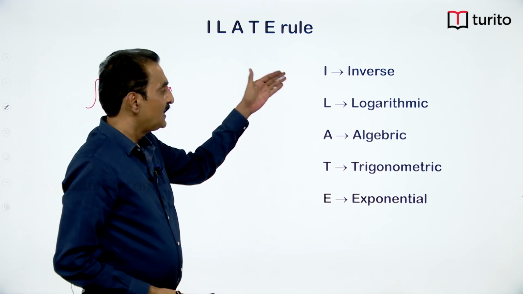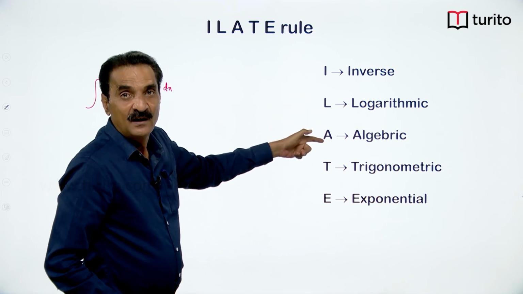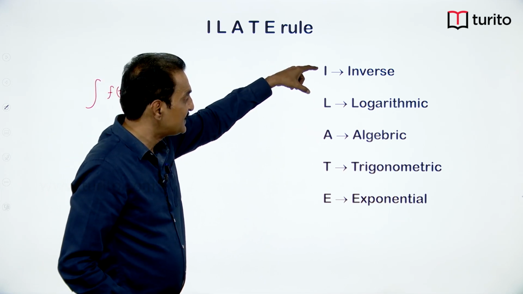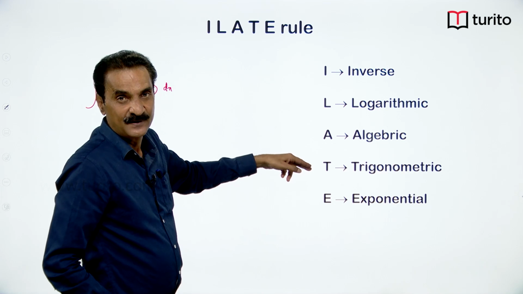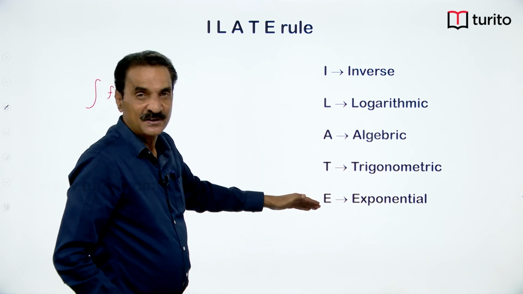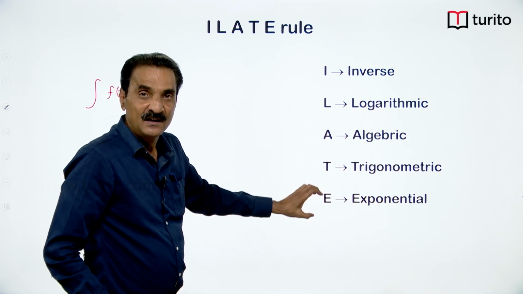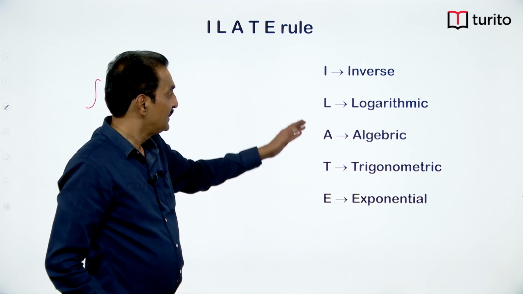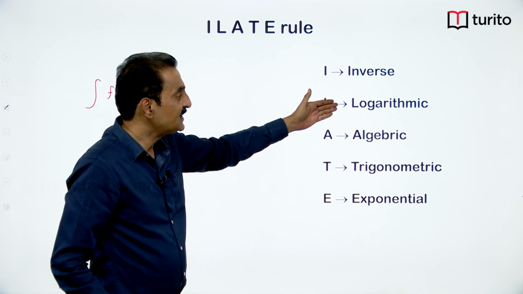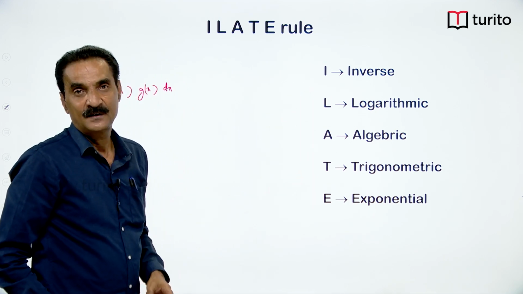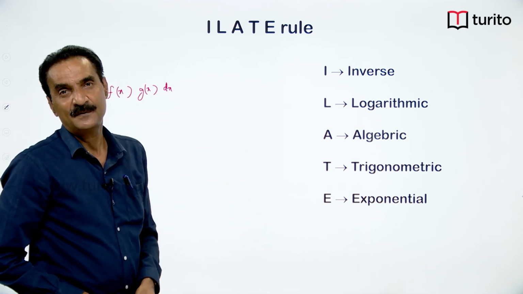Suppose you have logarithmic and algebraic function, then automatically logarithm is first function, algebraic is second function. Suppose you have inverse and trigonometric, then inverse is first, trigonometric is next, second function. Suppose trigonometric and exponential functions are there as f of x and g of x, then take trigonometric as first function, exponential as second function. Understood? Suppose logarithmic and exponential function are there, then logarithmic is first, exponential is second. Okay? So, without much thinking, you can select the first function and second function.